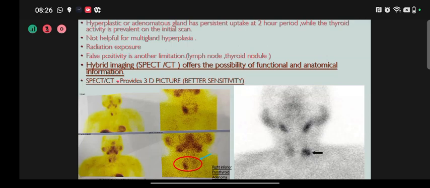Thus, there is a role of hybrid imaging, which offers the possibility of functional and anatomical information. SPECT CT provides a 3D picture that has a better sensitivity as compared to sestamibi. So this is a sestamibi scan at the 2 hours. This is a physiological uptake for the salivary glands and right inferior parathyroid adenoma. Activity is more prevalent for the right inferior parathyroid adenoma at the end of 2 hours.